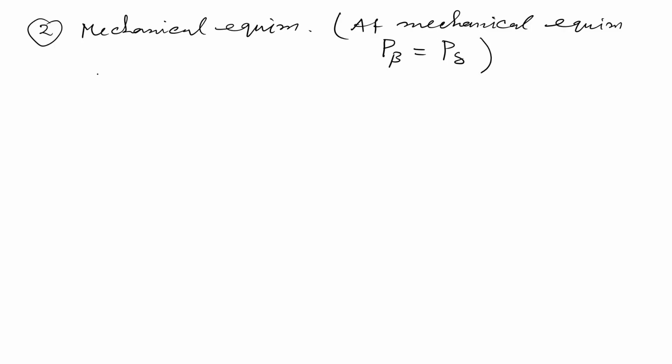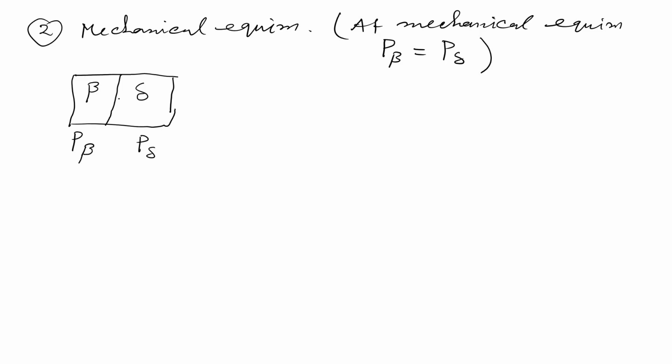Right. Now see, once again I am drawing here. So this is my system, closed system, and here is one piston. This is my beta phase. This is my delta phase, right? And here for beta phase, the pressure is P beta, and this delta phase pressure is P delta, right?